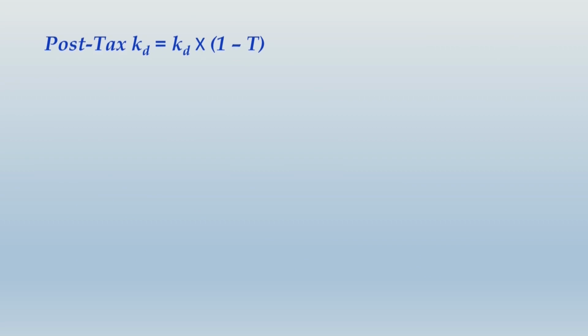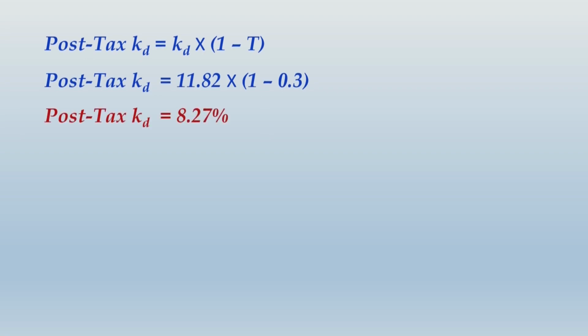It will be the earlier computed KD into 1 minus tax rate. Tax rate again given over here is 30%. So post-tax KD will be 11.82 into 1 minus 0.3. In other words, it will be 0.7 multiplied to 11.82. What you get is 8.27% as cost of debt, that is post-tax cost of debt.